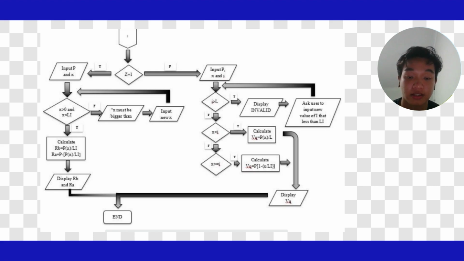Next, if X is less than I and it's true, it will calculate the Vq. But if it is false, X is bigger than or equal to I, it will calculate the Vq using the other formula and display the Vq value. That's all from me.